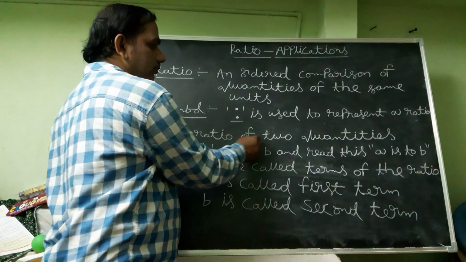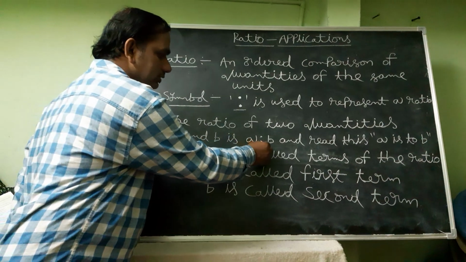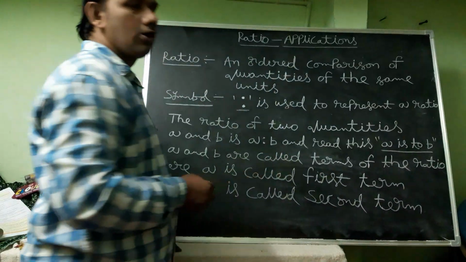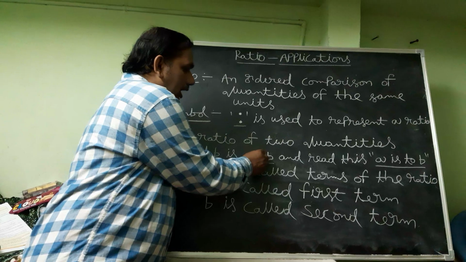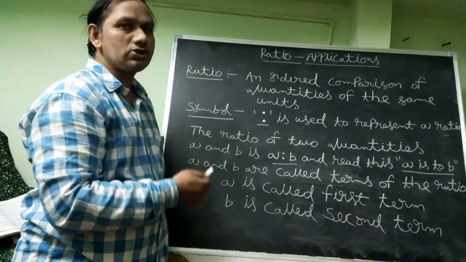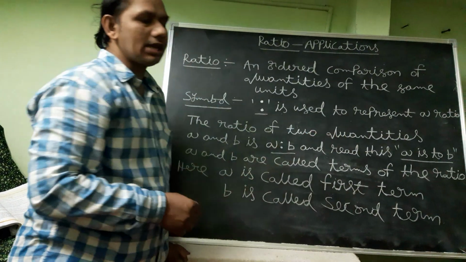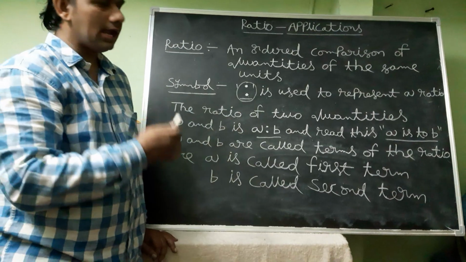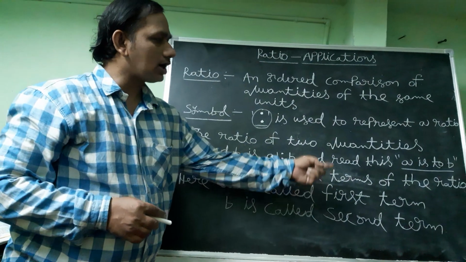The ratio of two quantities A and B is A is to B, and we read this as A is to B. That means A dot B means A is to B. So to represent the ratio of two quantities, we will use this symbol and we will read this A is to B. So this is called is to. A and B are called terms of the ratio.